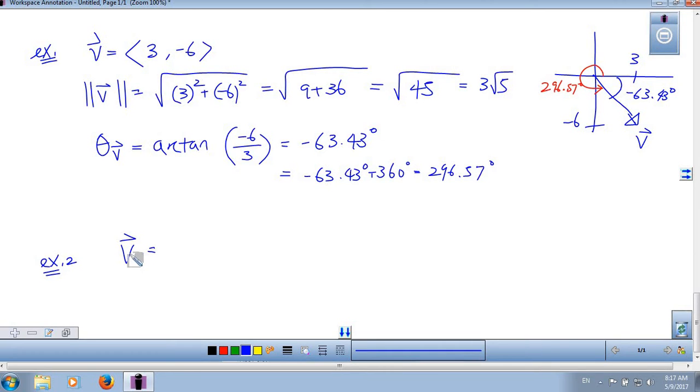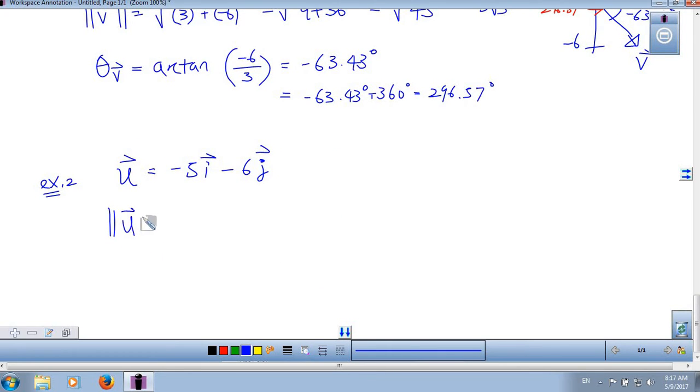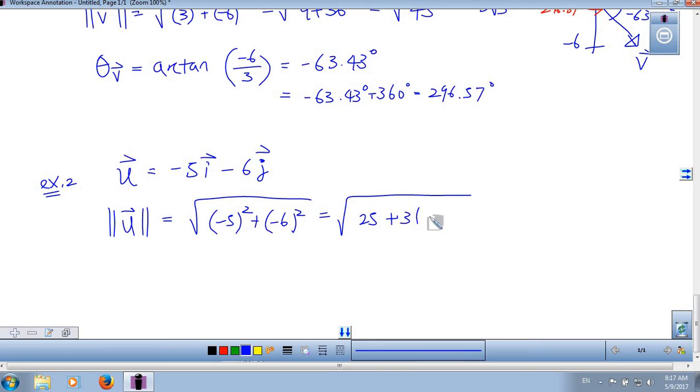Let's use a different vector. Let's say vector u is negative 5i minus 6j. So let's first determine the magnitude of u. It's the square root of negative 5 squared plus negative 6 squared. Negative 5 squared is 25, negative 6 squared is 36, and let's add them up. Square root of 61. I think we won't be able to simplify square root 61, so that is that.